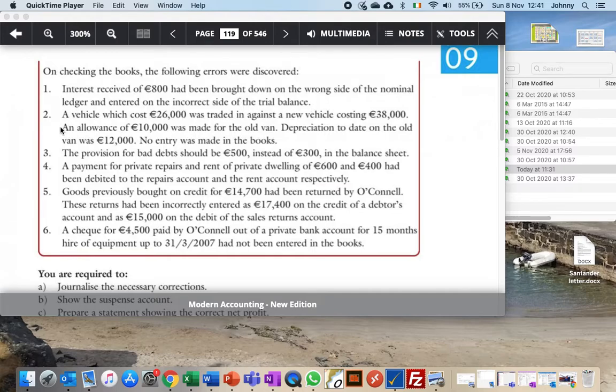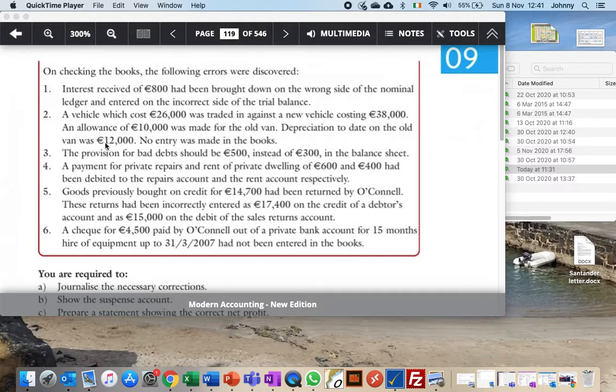A vehicle cost 26, trading in for a new vehicle costing 38. So this, I gave a video explaining exactly how this was to be done, so I'll talk you through this one. So we had, in our motor vehicles account, I need to change motor vehicles. I need to change my provision account, okay, because this is the account that would have had all of the depreciation over all the years in this vehicle.